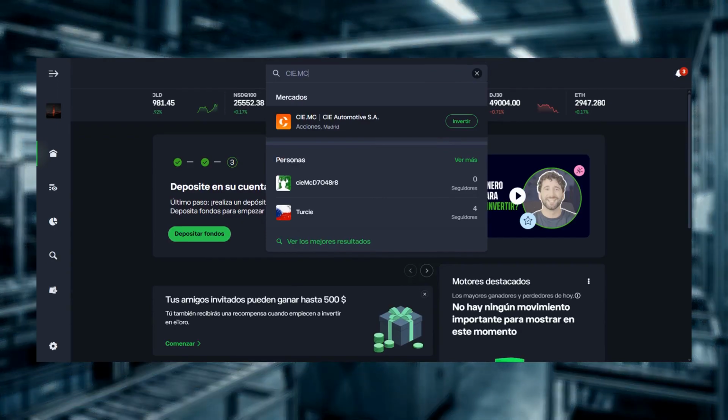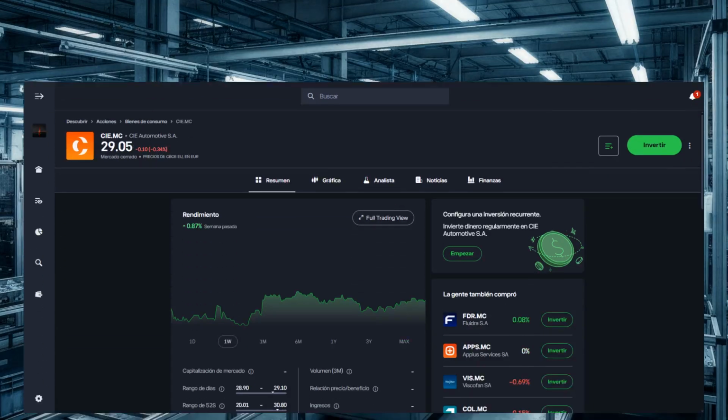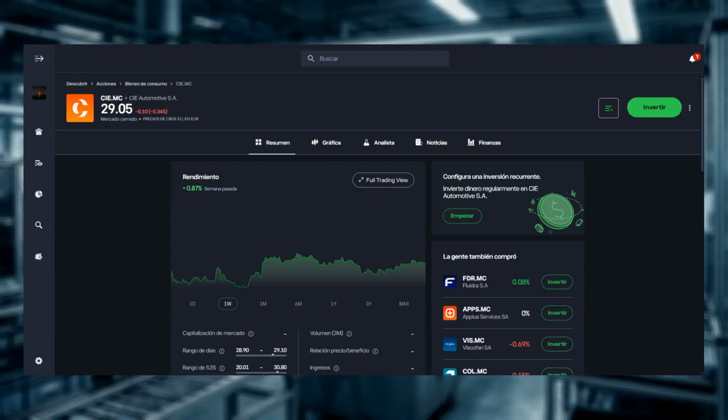CIE.MC to find the company listing. Select the matching CIE Automotive S.A. entry to open its stock page. On the stock page, review basic company information and the price chart to understand current trading.